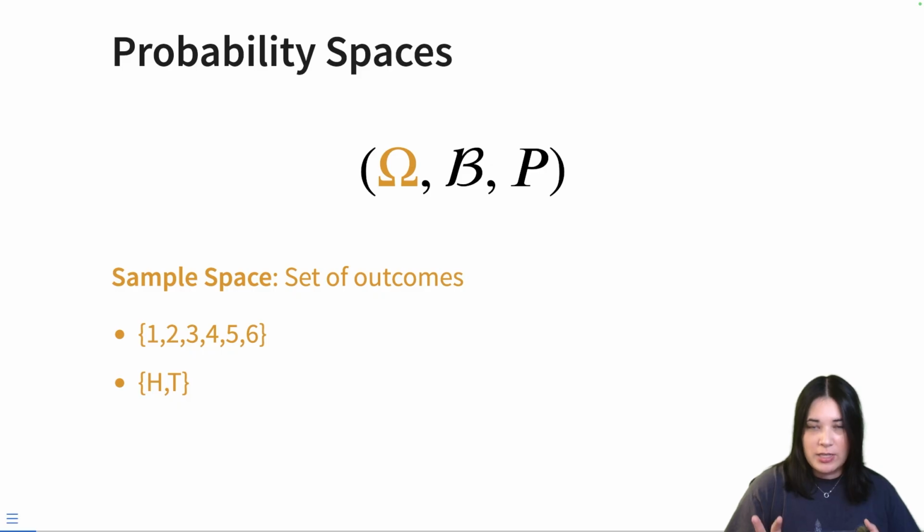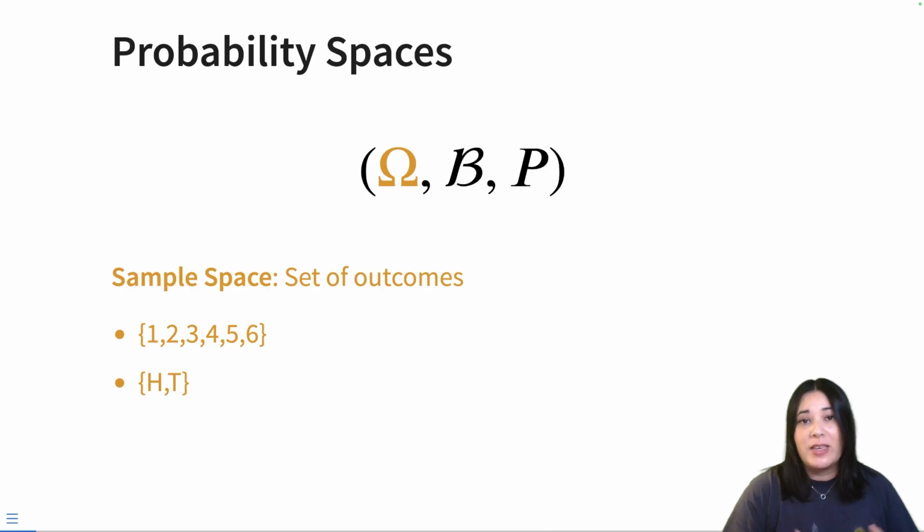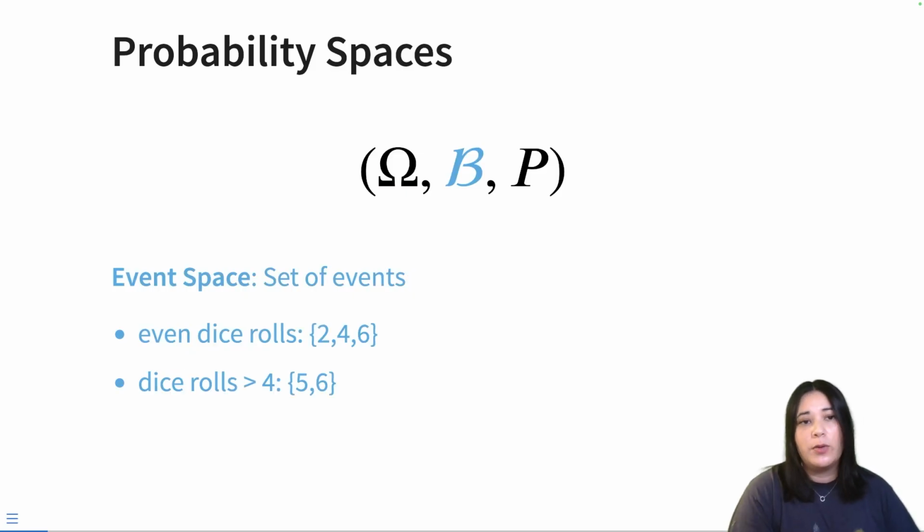Both of these are examples of discrete outcomes, but it doesn't have to be discrete. For instance, we could look at the weight of all the different corgis in the world, and that wouldn't be a discrete weight, that would be a continuous weight, because you can be any weight, any number of fractional ounces. The important thing to remember is that the sample space defines what the possible outcomes are that can happen. A second important component of a probability space is an event space.